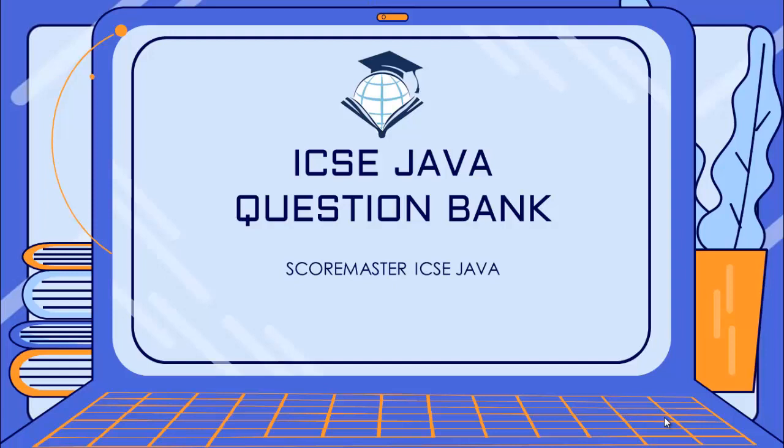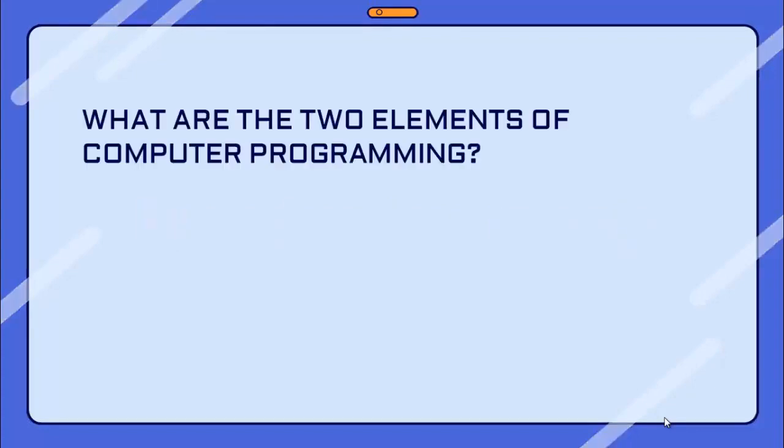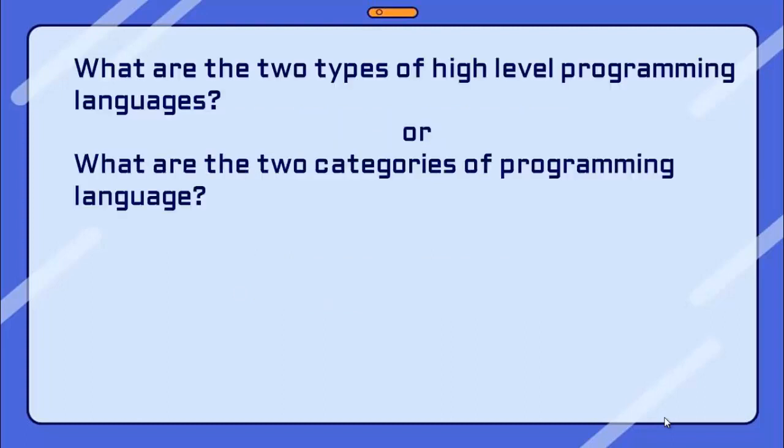Hi, today we are going to learn about the entire Java concept. Let it be a question bank from Score Master ICSE Java. So the first chapter is Introduction to OOPS. What are the two elements of computer programming? Code, what is happening, and data, who's being affected, are the two elements of computer programming.